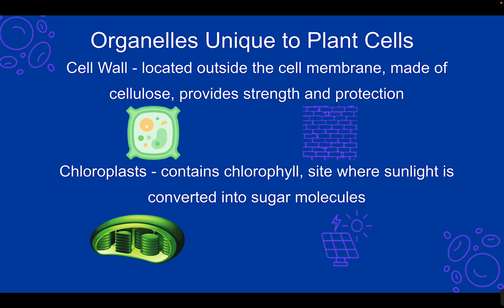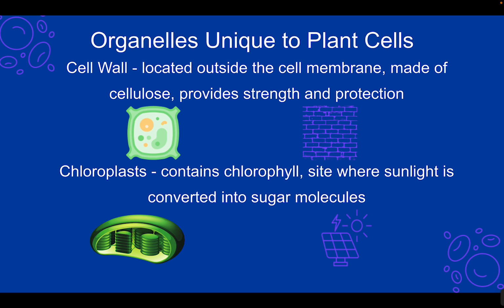Now, both plants and animals are eukaryotic cells, and all of the organelles we've talked about so far are found in both of them. But you've probably noticed that plants and animals don't look alike. So there are some different features to the cells. So here we have the organelles unique to just plant cells. So you would not find these in animal cells.